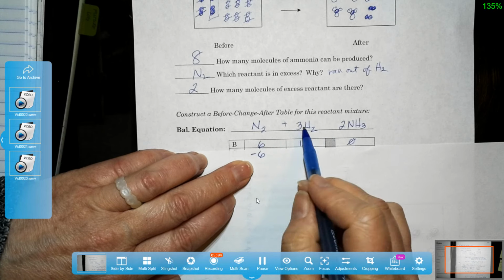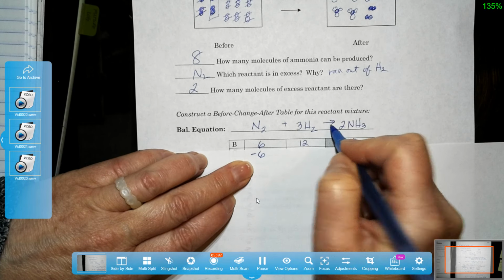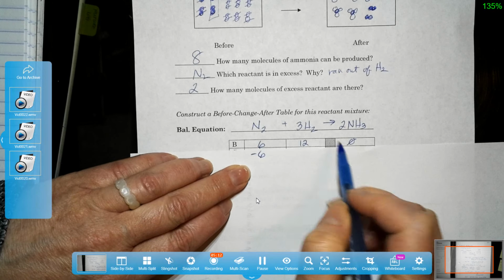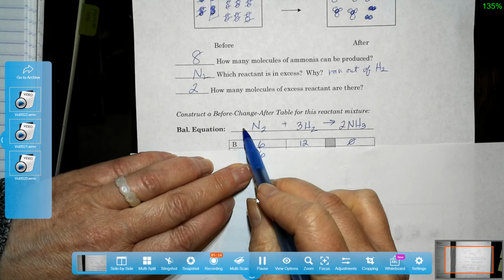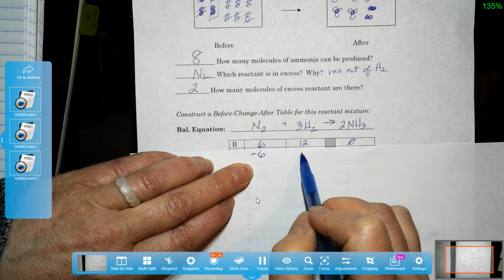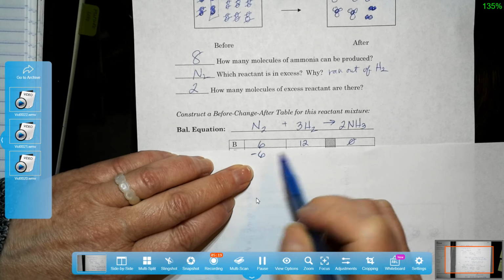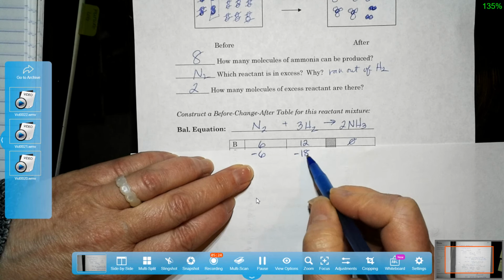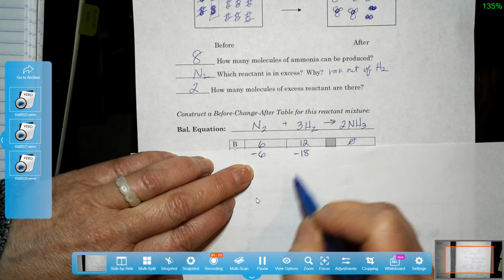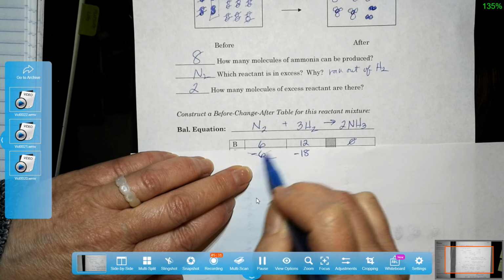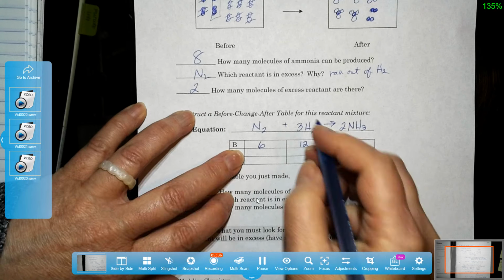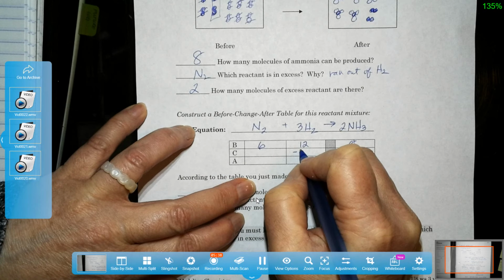So now I'm going to use my coefficients here to figure out how much of the other stuff is getting used up or made. So if this is a 3-to-1 ratio, that means this one is going to be 3 times greater than that. So 3 times 6 is 18. Okay, so I look at it and I see, oh, that won't work. I can't use up 18 molecules of hydrogen because I only have 12. Therefore, this is not my limiting reactant. It's got to be the other one. So I'm going to do that one instead.